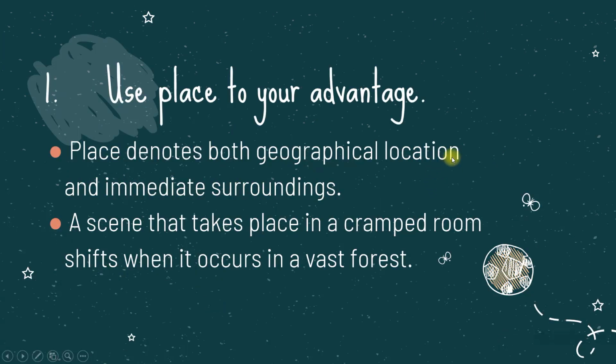First, use place to your advantage. Place denotes both geographical location and immediate surroundings. So, a scene that takes place in a cramped room shifts when it occurs in a vast forest. So, using place to your advantage essentially means you create a setting that will really add to the atmosphere and emotions of your scene. So, for example, if the scene is a funeral, describe a somber and sad location. Okay? It's not, syempre, hindi ka naman magpalalagay ng funeral tapos may o tapos sa Jollibee Kids Party nangyayari. So, you have to make sure to use place to your advantage.